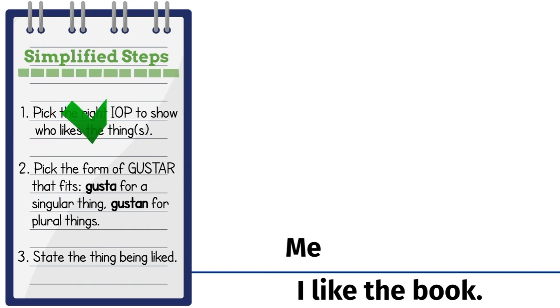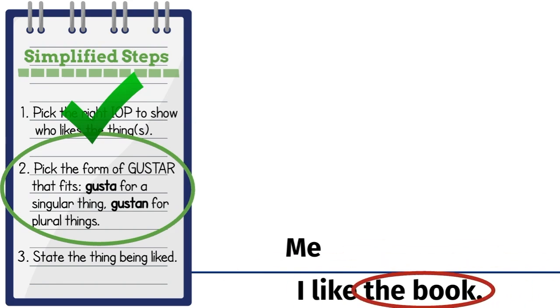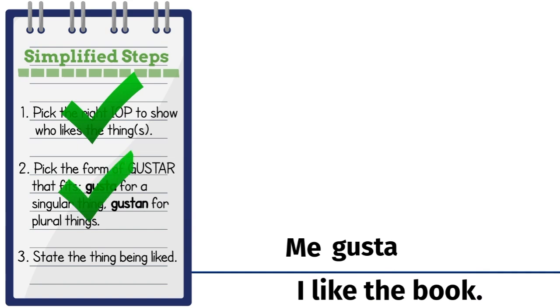Step 1 is complete. Now for step 2. We know we need to choose gusta for singular things and gustan for plural things. In this case, what is liked is the book. That's singular, just one book. So, we must pick gusta. Me gusta. Step 2 is done, and so far this could translate to I like it.